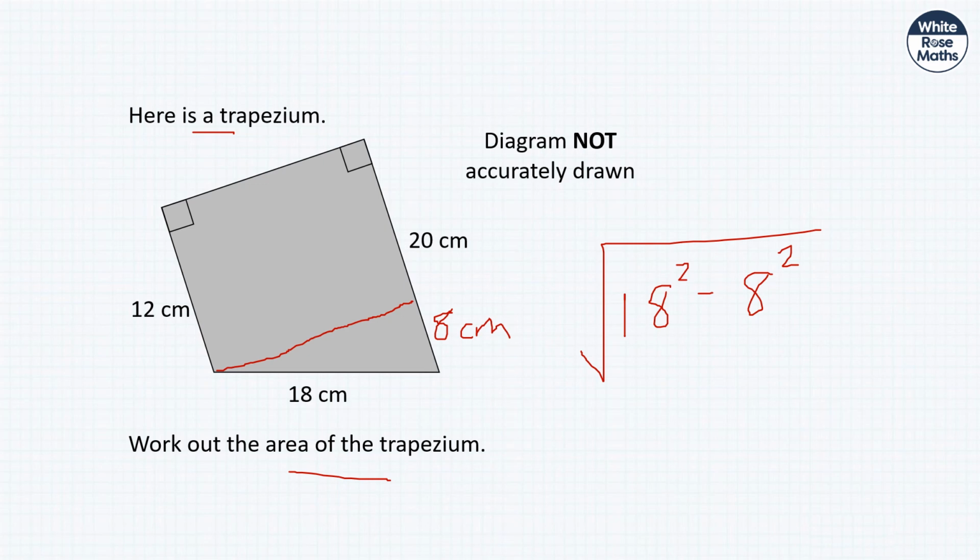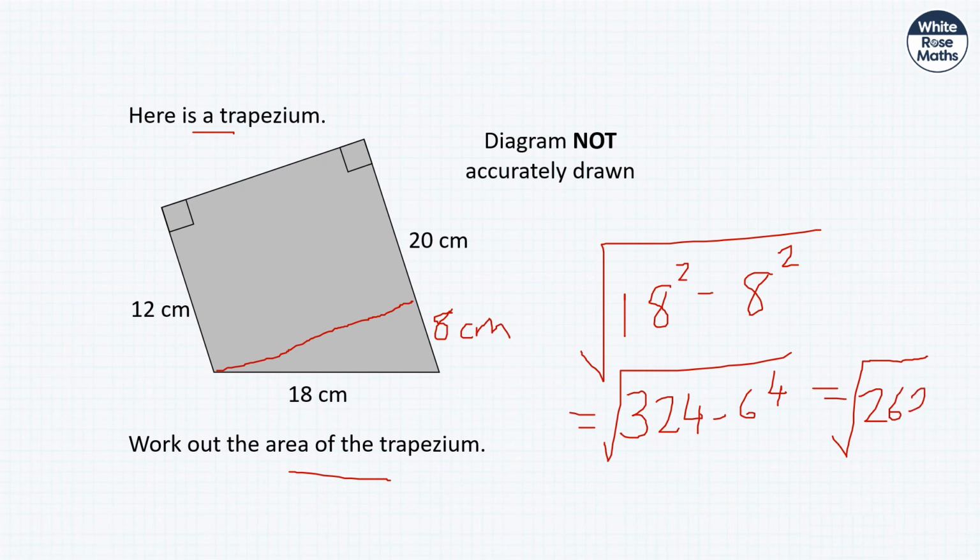So 18 squared is going to be 324. Subtract 64. So that'd be 260. So the square root of 260. If I press the square root button, I get 16.12. But we'll leave it as that for the time being, and we'll write it at the end here.